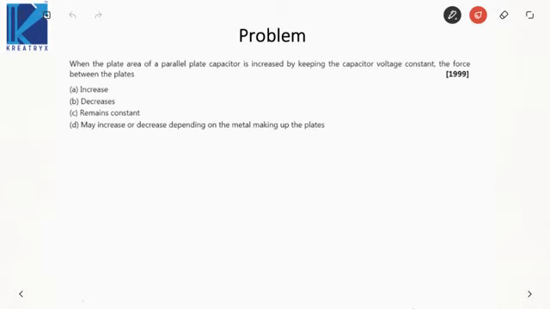In the next one, it says when the plate area of a parallel plate capacitor is increased by keeping the voltage constant, the force between the plates. See, area increases, which means the capacitance of a parallel plate capacitor, which is epsilon A by D, also increases. But it is saying voltage is constant. So what is the charge? Charge is equal to CV. So charge also increases.